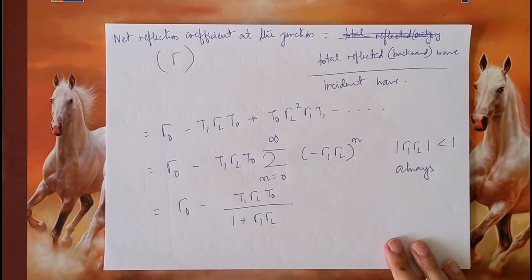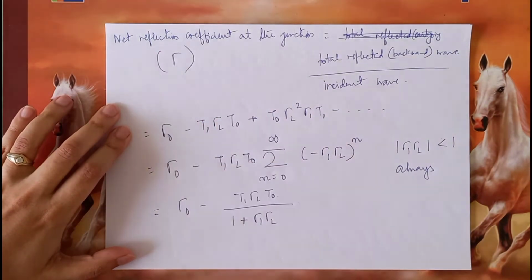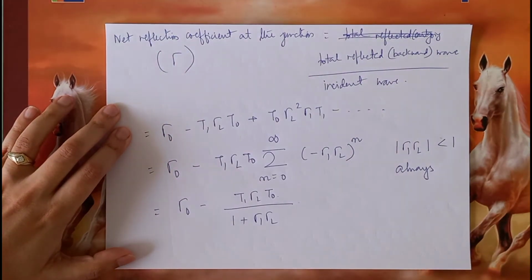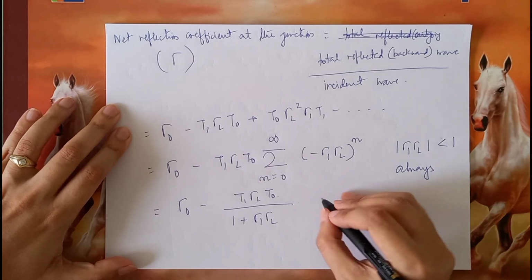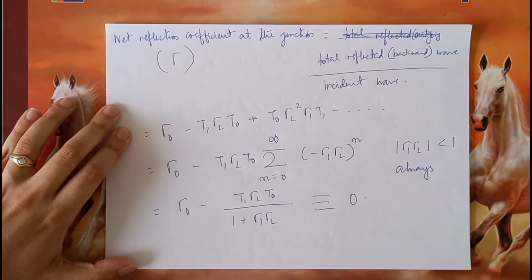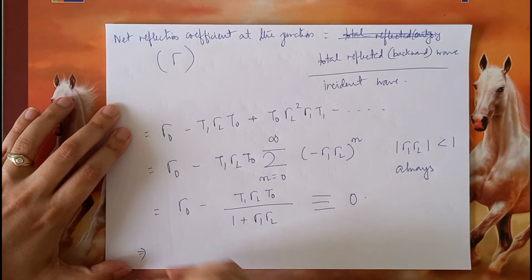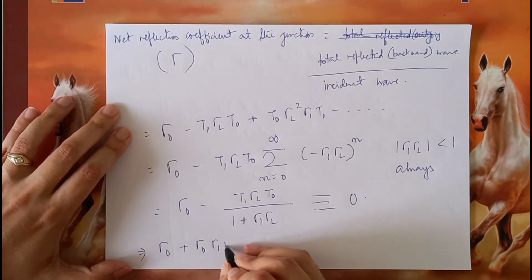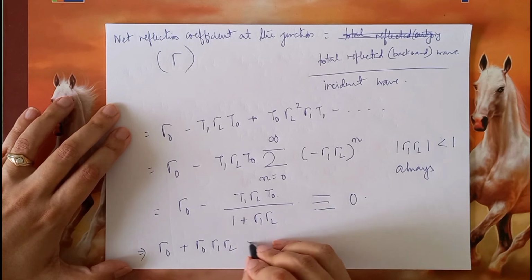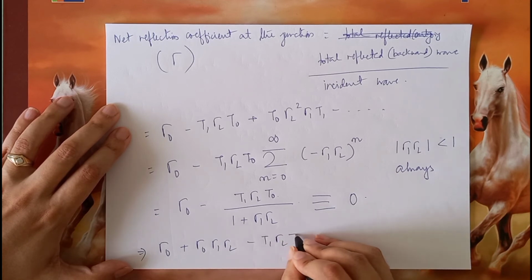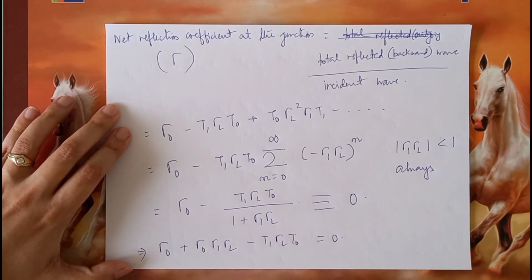So to have matching, we need what? Gamma should be equal to 0. So that means this whole term should be equal to 0. So simplify. So what we will get? Gamma 0 plus gamma 0 gamma 1 gamma L, look at only the numerator, minus T1 gamma L T0 should be 0.